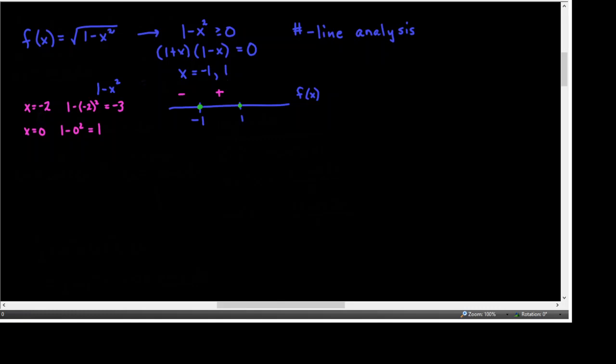Okay, now to the right of 1, we can pick any number we want, so how about 3? Notice I'm picking things that I like to work with, not anything hard. And that gives me negative 8. And again, the result is that it's negative, and that's the important part for me.